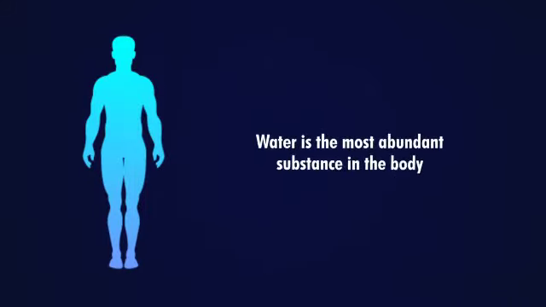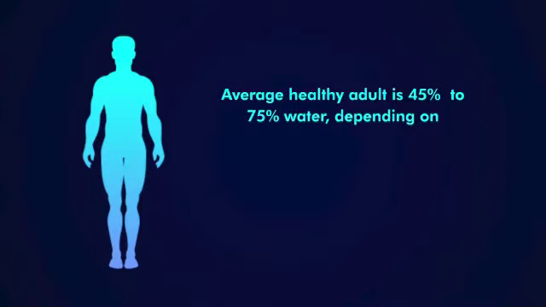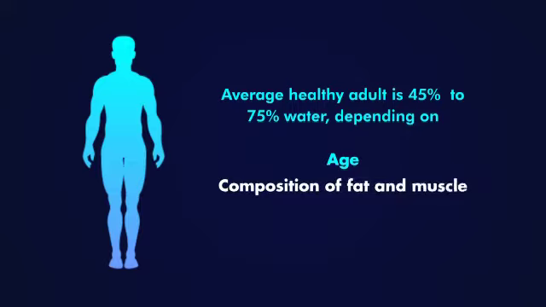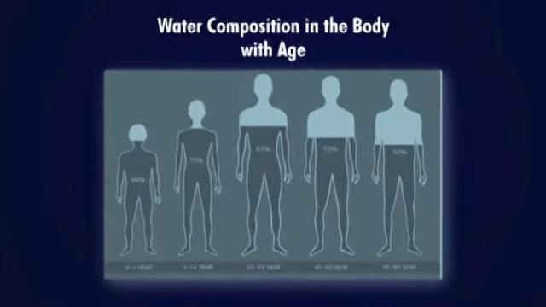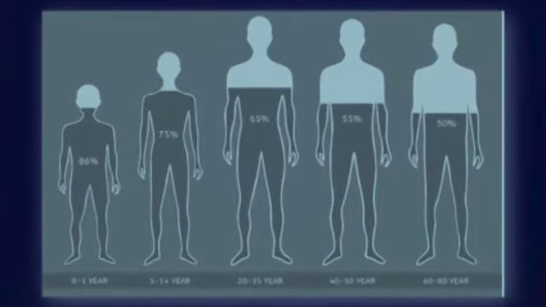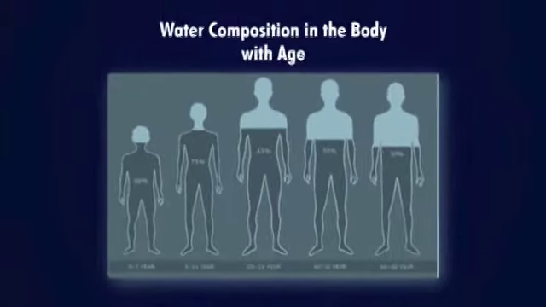Water is the most abundant substance in the body. An average healthy adult is 45% to 75% water, depending on the age, composition of fat and muscles, and the gender. Here we see the picture of the water composition in the body by age: 0 to 1 year, 86% water; 5 to 14 years, 75% water in body; 20 to 35 years, 65%; 40 to 50 years, 55%; and 60 to 80 years, again in the reducing side, 50%.